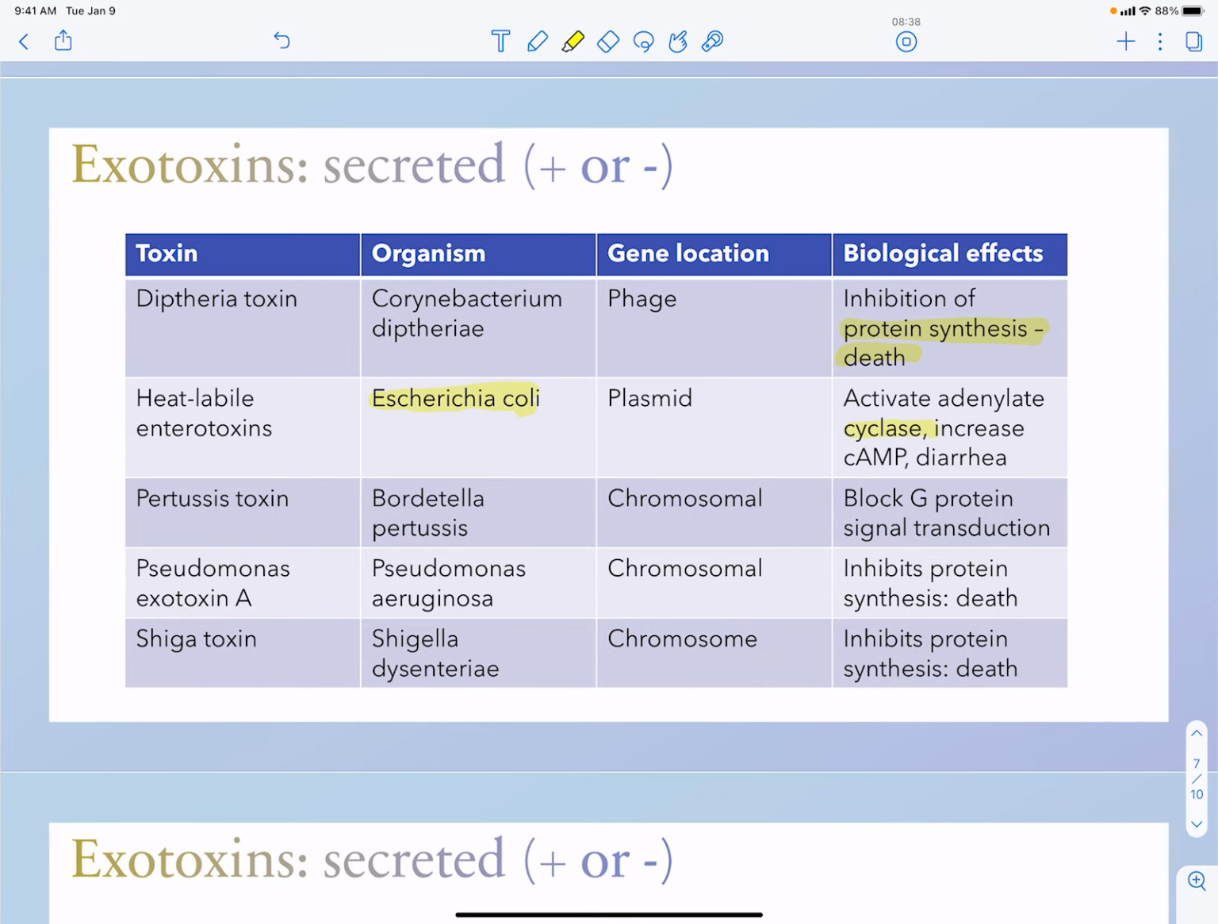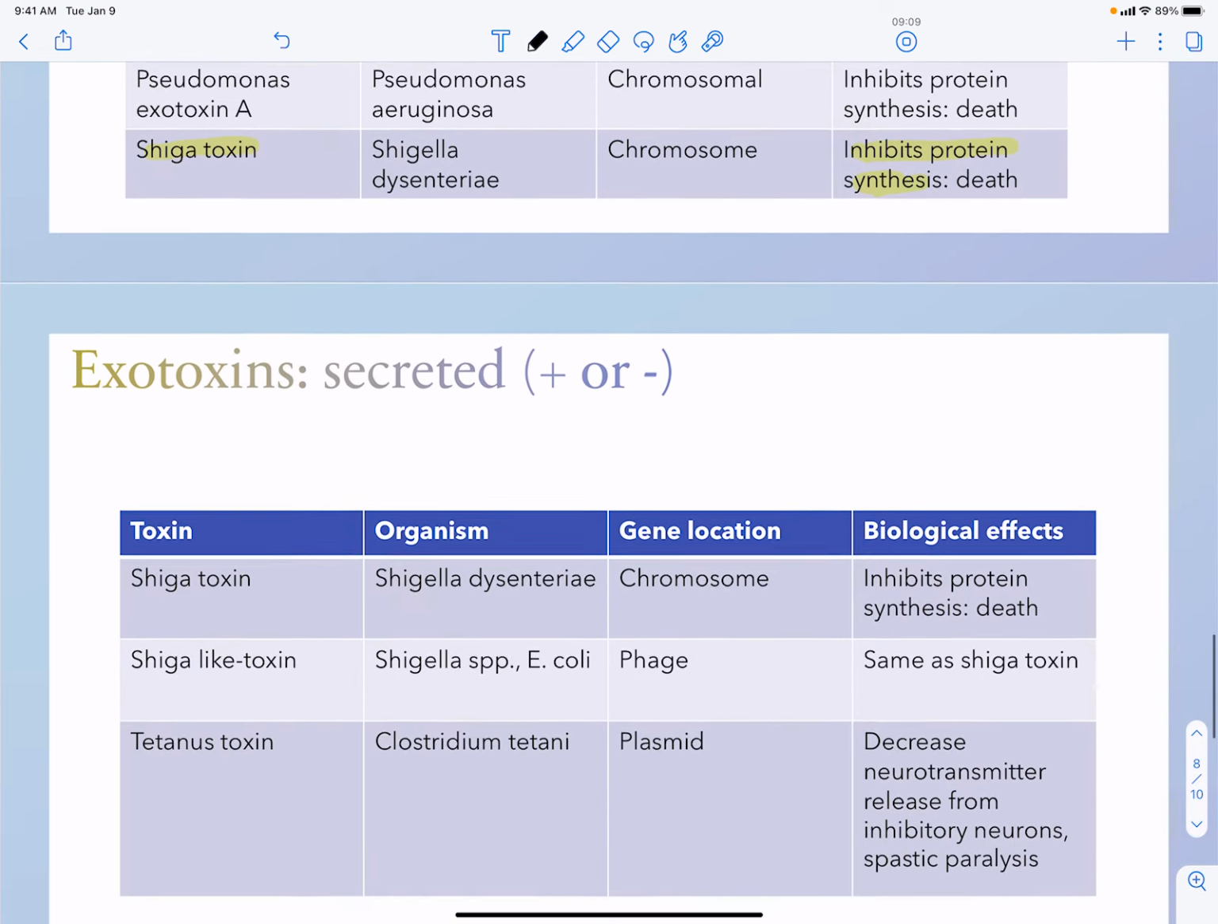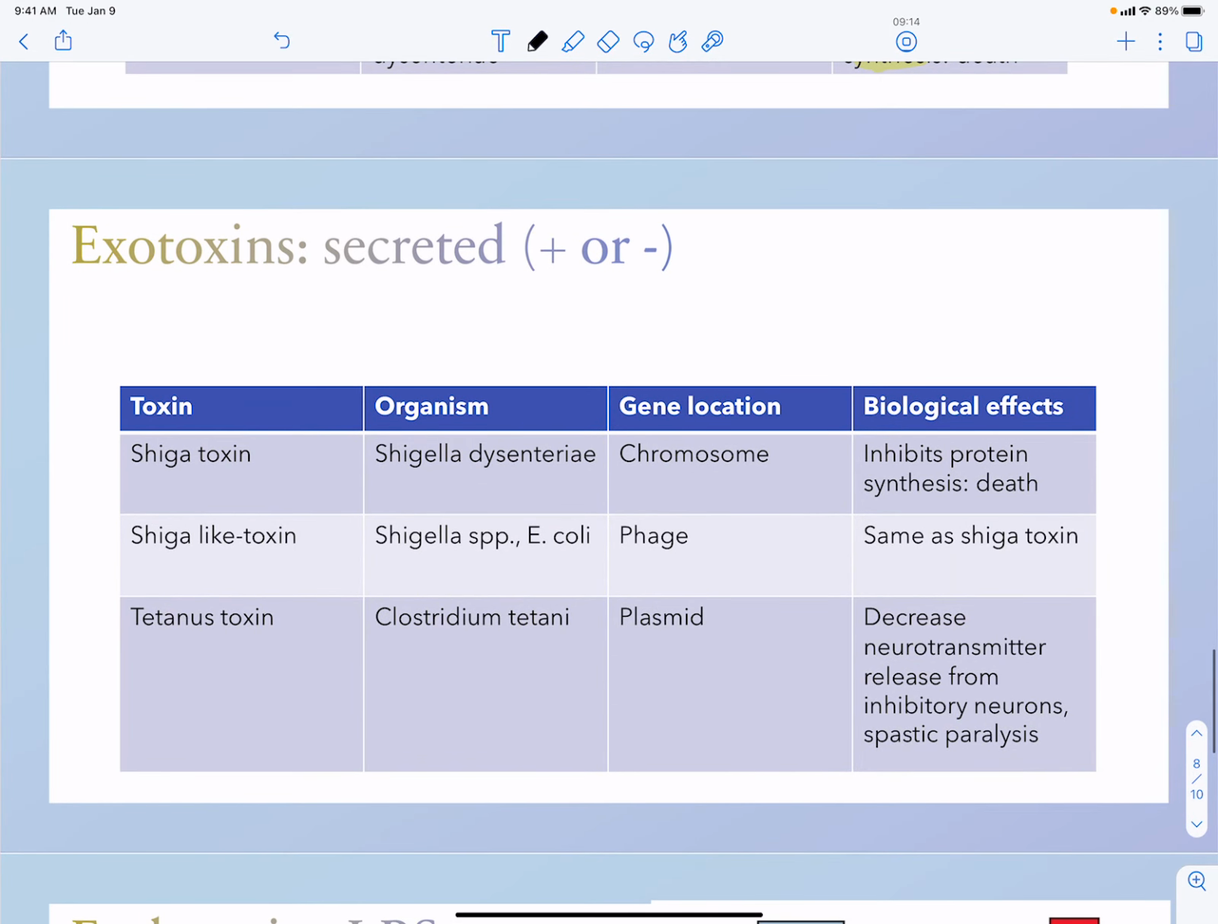We have pertussis toxin, which is going to be blocking G protein signaling. We have Pseudomonas exotoxin A, and this inhibits protein synthesis similar to E. coli. And Shiga toxin is also going to inhibit protein synthesis. So what's interesting is E. coli has a Shiga-like toxin. And so it's thought that E. coli acquired this enterotoxin from Shigella species. Now, Shiga-like toxin, I have it right here, for E. coli, does the same thing as Shigella toxin.